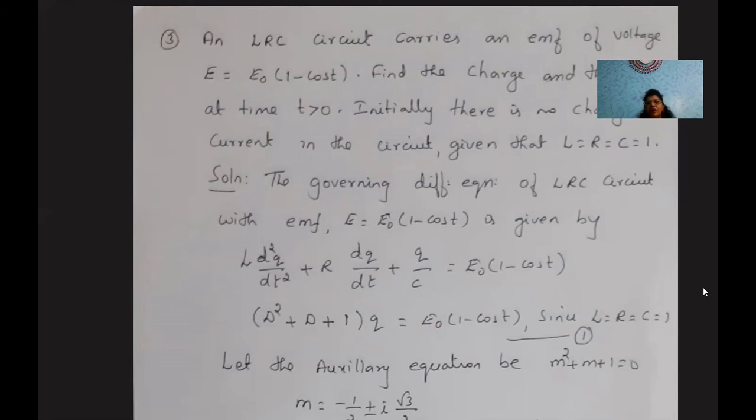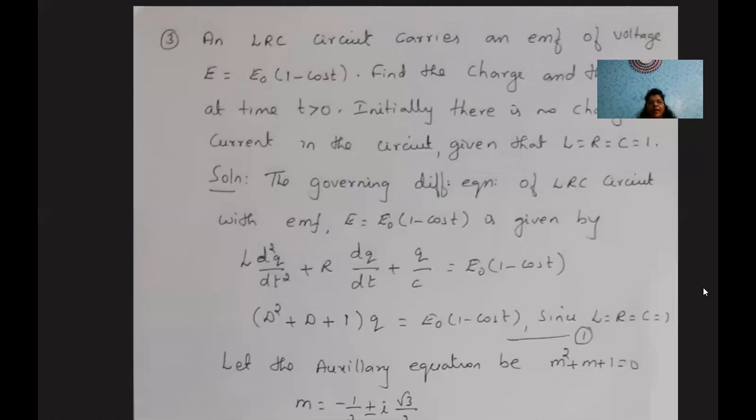L is equal to R is equal to C is equal to 1, and E is equal to E naught into 1 minus cos t, which I am writing. Now, what have they asked us to find out? The charge and the current. What formula do we have to apply? The governing differential equation of the LRC circuit.